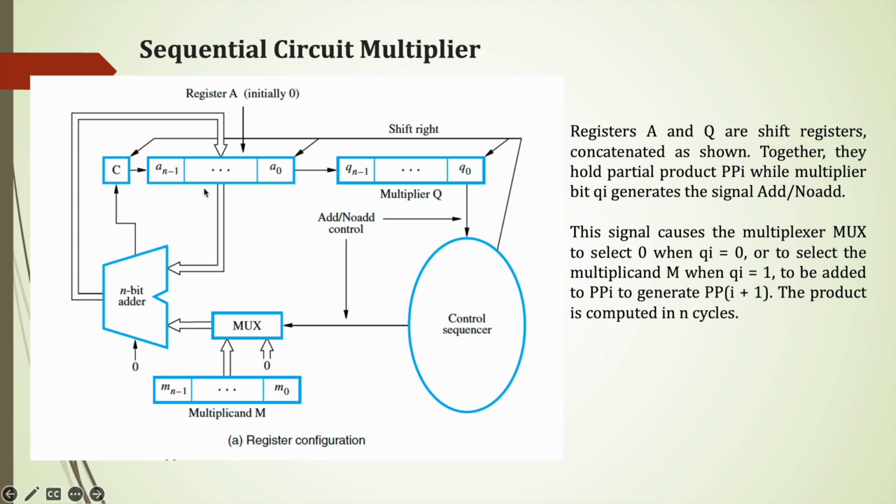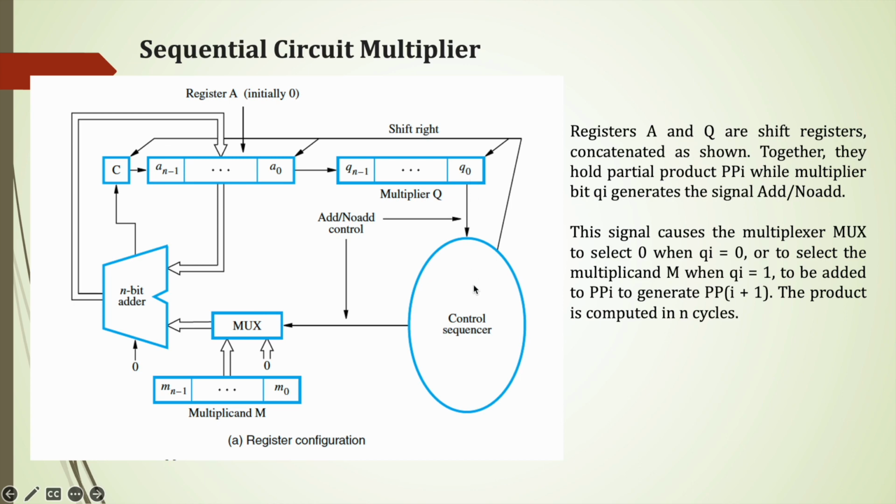Initially, they used a shift register CAQ. A initially contains all zeros and Q contains the multiplier bits, and the multiplicand is selected through this multiplexer. The resultant register contains 2n number of bits, so we will have the final product in both A and Q. The least significant bit of Q, Q0, is going to control the control sequencer.